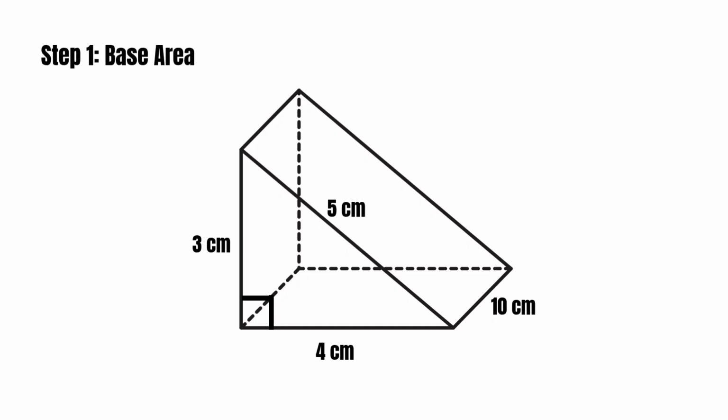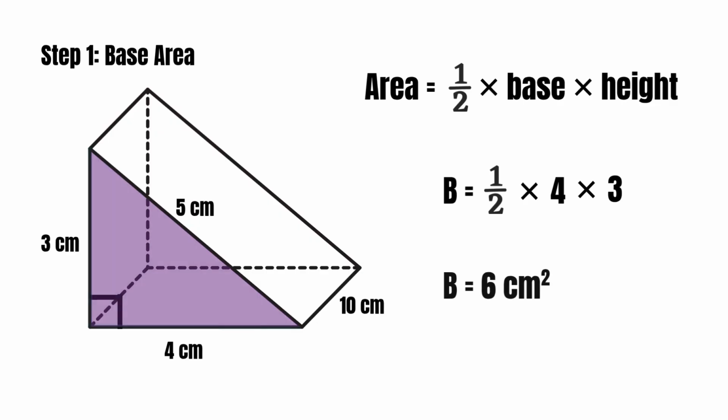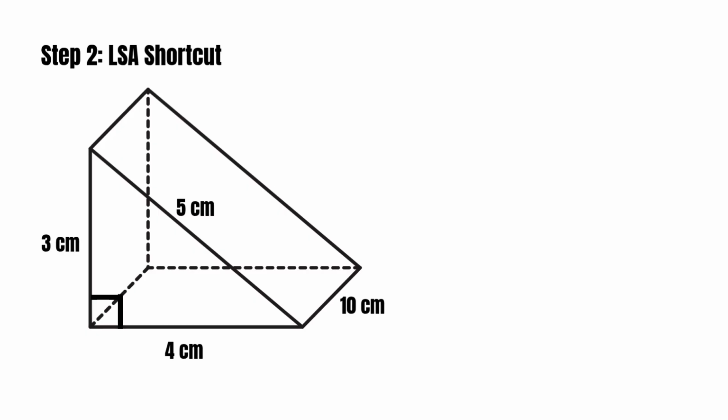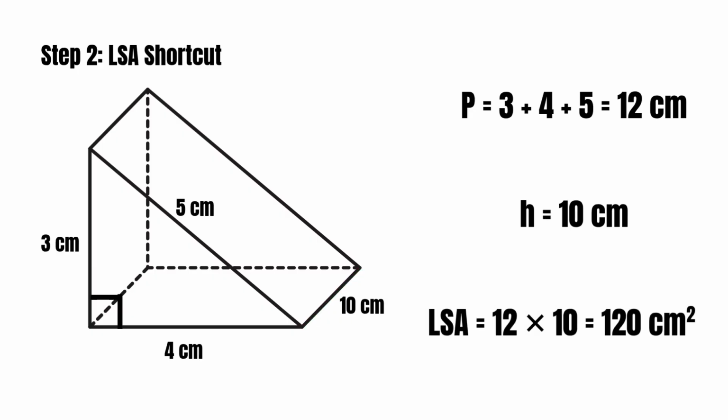Step 1. Find the base area. Our base triangle is half times base times height, which is half times 4 times 3, giving us a base area of 6 square centimeters. Step 2. Use the perimeter shortcut for the LSA. The perimeter of the triangle is 3 plus 4 plus 5, which is 12 centimeters. Multiply that by the prism height of 10, and our LSA is 120 square centimeters.